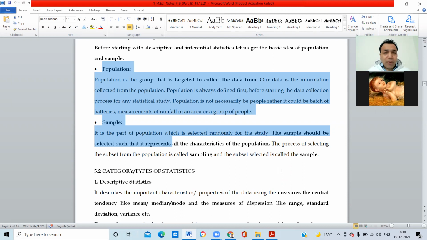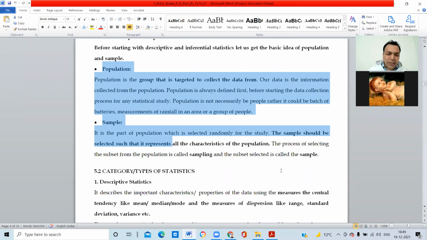But do you think that within 15 days they have covered the data of the entire population of Punjab? Do you know how many voters there are in Punjab? More than 2 crore persons. Is it possible to collect data from 2 crore persons? They don't, because 2 crore is our population. We collect the data from the sample. Randomly, with the help of sampling, they select some districts and get the data from there. So what is a sample? A sample is a part of the population which is selected randomly for the study.